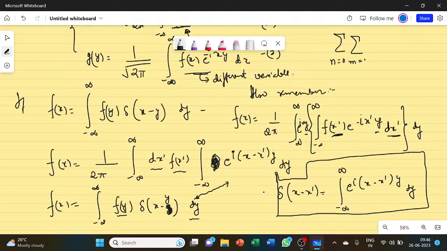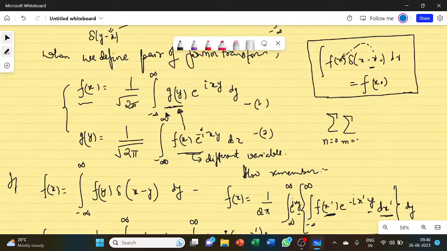Okay, so one has to remember the definition at the end of the day, that this is on comparison. And 1 upon root 2 pi, where I have missed 1 upon 2 pi. See, till now everybody has got everything. I think till now you can see that f of x is 1 upon root 2 pi integration from minus infinity to plus infinity g y e to the power iota xy dy. And what is g y? g y is 1 upon root 2 pi minus infinity to plus infinity f of x e to the power minus iota xy dx.